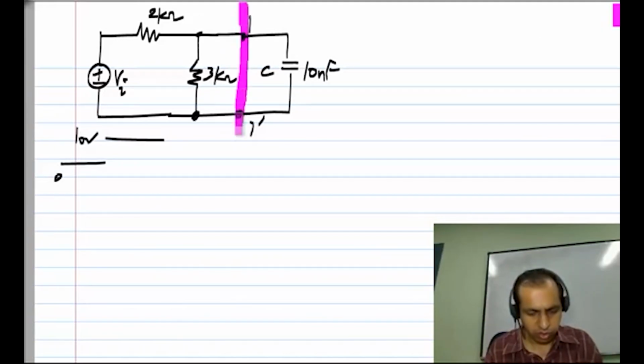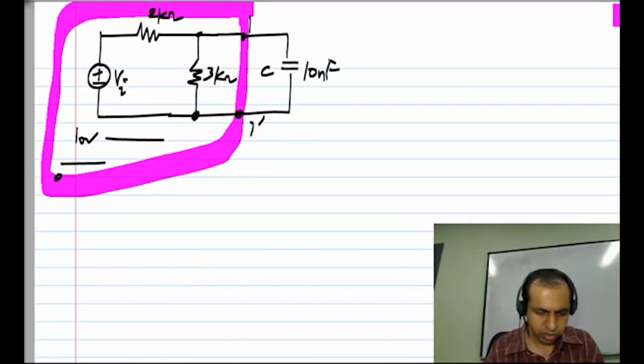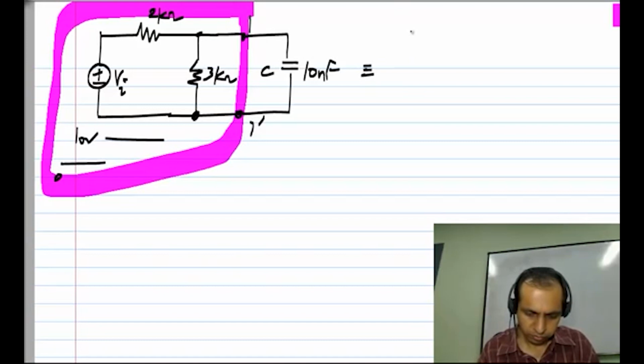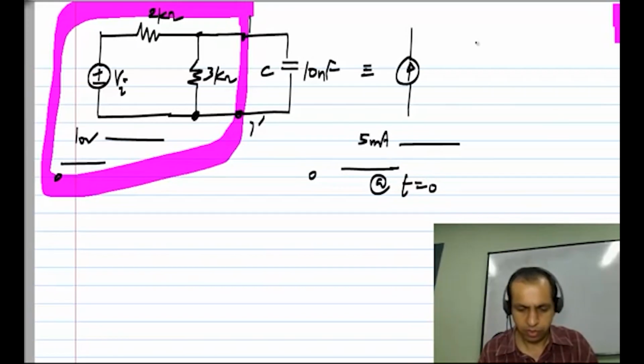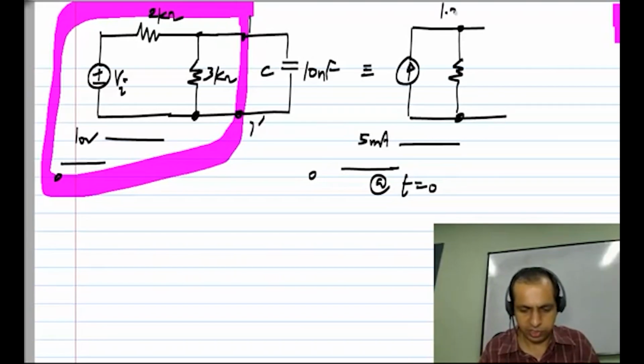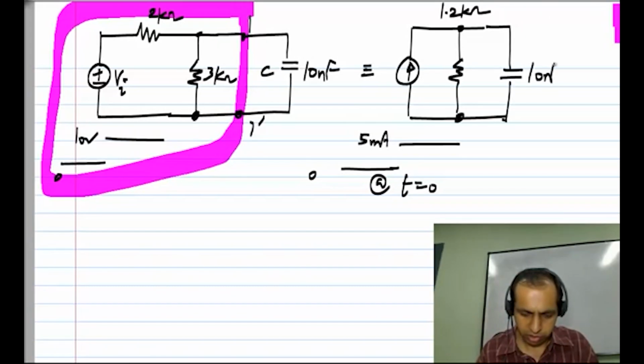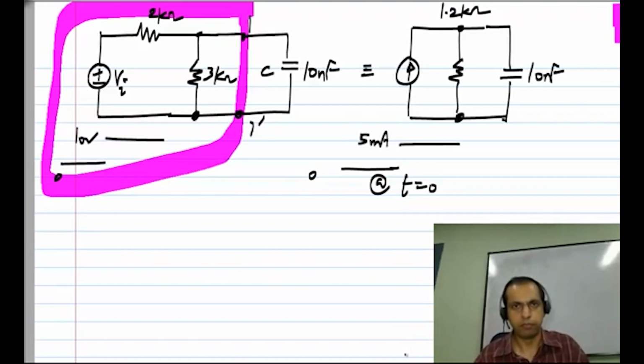Then the Norton equivalent of this part of the circuit will be the current, which is the short circuit current, and it will jump from 0 to 5 milliamps at t equals 0. Across it we will have a Norton resistance, which is the same as the Thevenin resistance and equals 1.2 kilo ohms, and we have a 10 nanofarad capacitor across it. So now again it's quite easy to solve. This gives you a slightly different viewpoint.